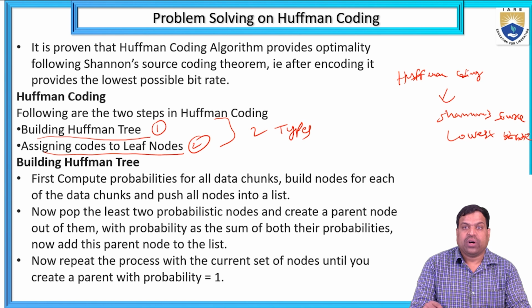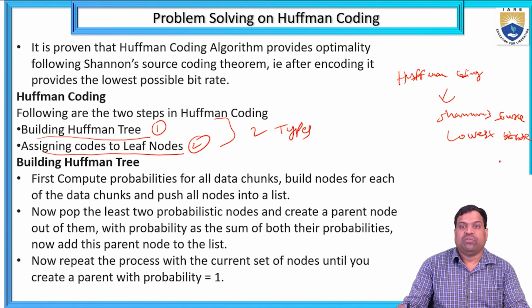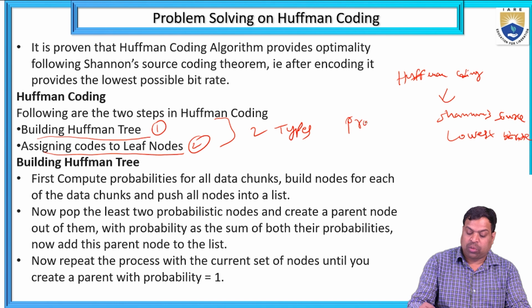There are majorly two steps in Huffman coding: building a Huffman tree, and assigning codes to the leaf nodes. In building the Huffman tree, first compute probabilities for all data chunks, build nodes for each of the chunks, and push all nodes into a list. Now pop the two least probable nodes and create a parent node out of them with the probability as the sum of both their probabilities. Now add this parent node to the list. Repeat the process with the current set of nodes until you create a parent with the probability of 1.